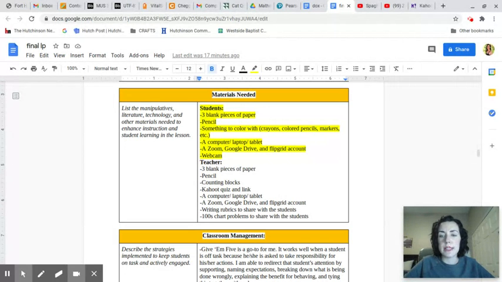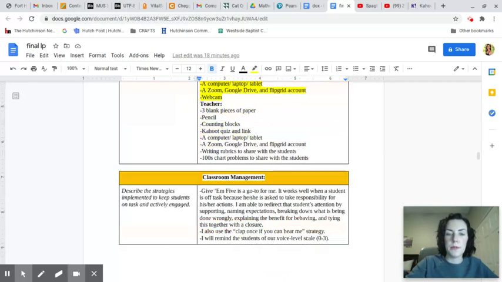I don't want to ask a lot of them. So really all students are going to need is their laptop with a webcam and then access to the internet so they can get on Google Drive, Flipgrid, and Zoom. And then also they're just going to need 3 blank pieces of paper. They can use whatever kind of paper they have at home. I'm going to just be using white printer paper, but notebook paper is okay too. And then, of course, a pencil and something to color with. So, not too much there from them.